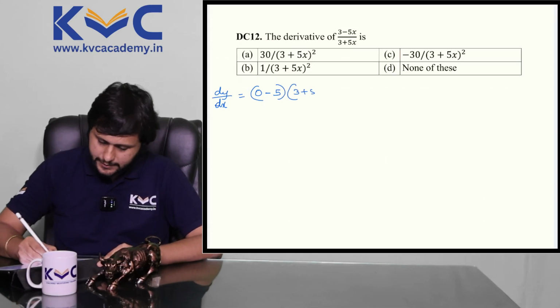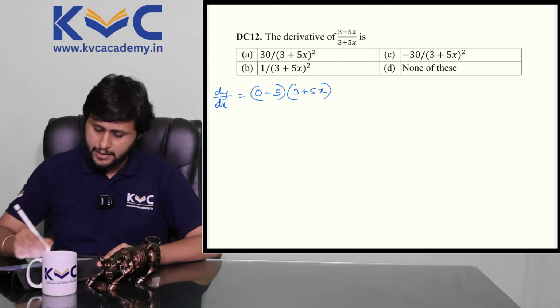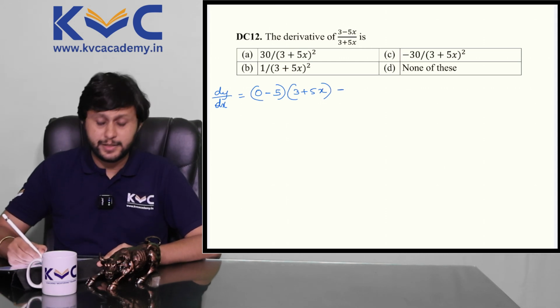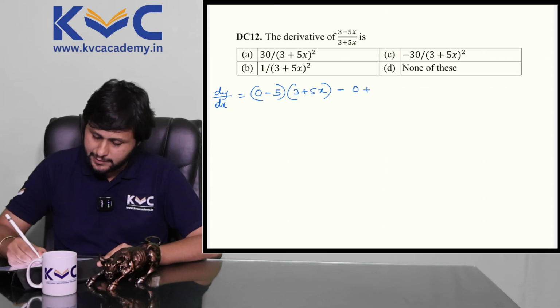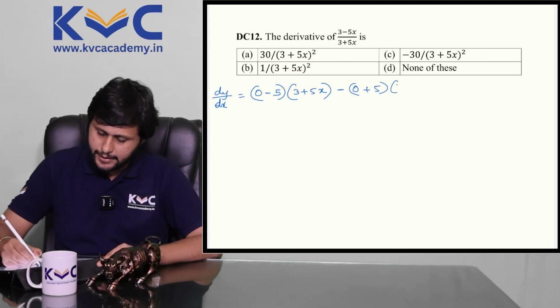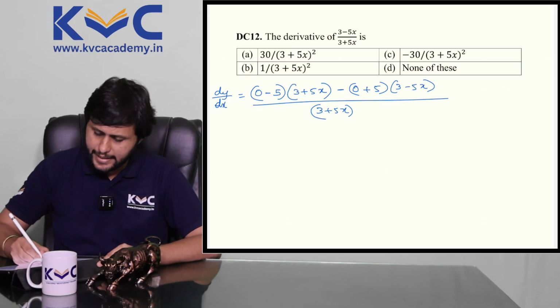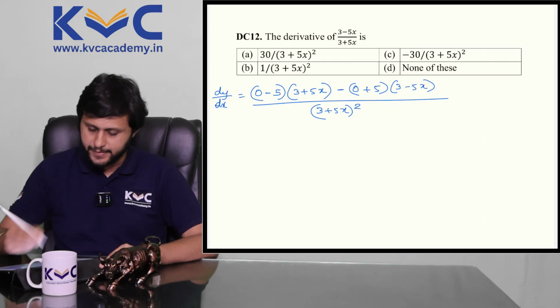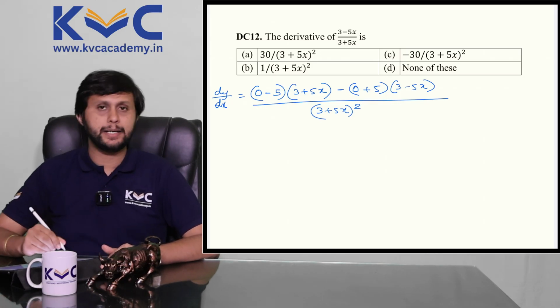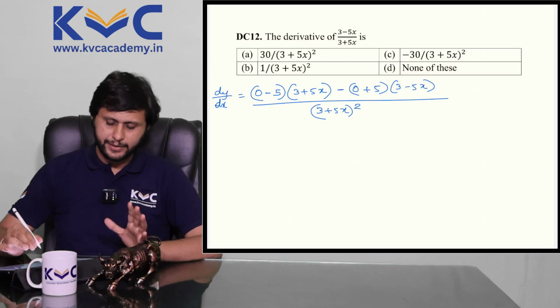Denominator as it is written, minus differentiation of denominator 0 plus 5. Correct? Numerator as it is divided by denominator square. And looking at the options, option A, option B, option C all have the right denominator. So now I know the numerator has to be solved properly.